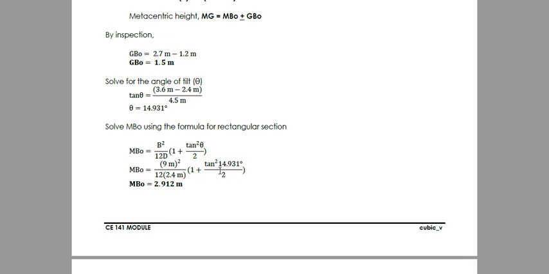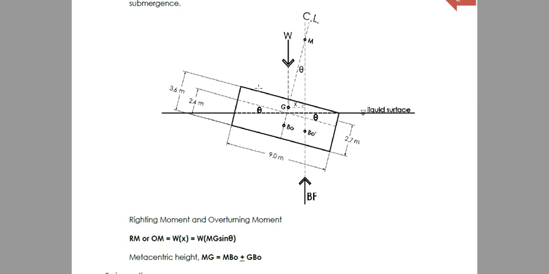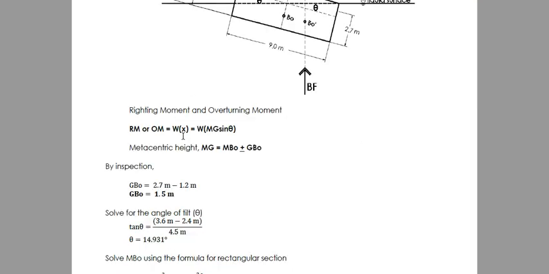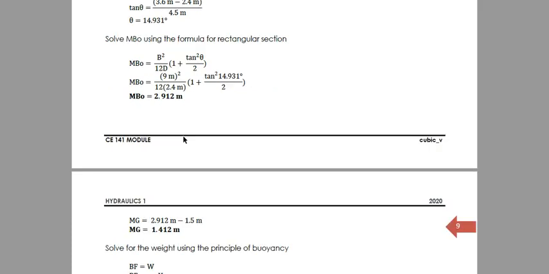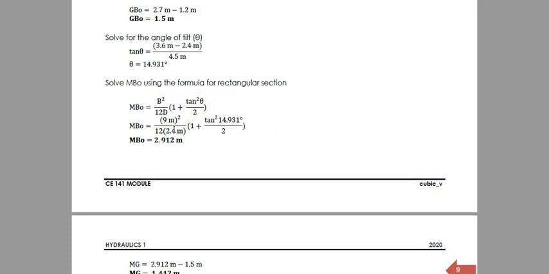Now the theta has a value. So MBO would be different from the first MBO when the scow was still in the upright position. MBO is still higher than GBO. That means the moment created by the couple is a righting moment. So it is a righting moment, and it is still stable.